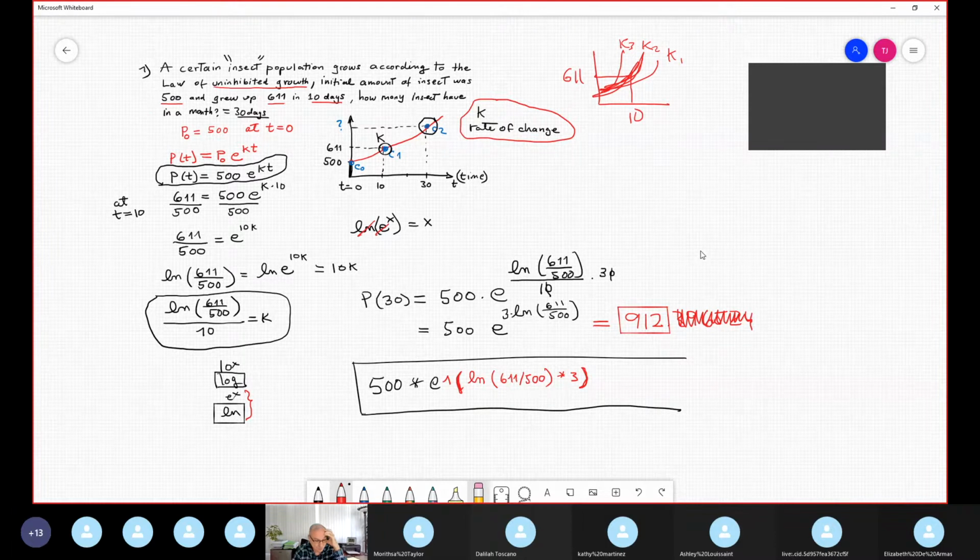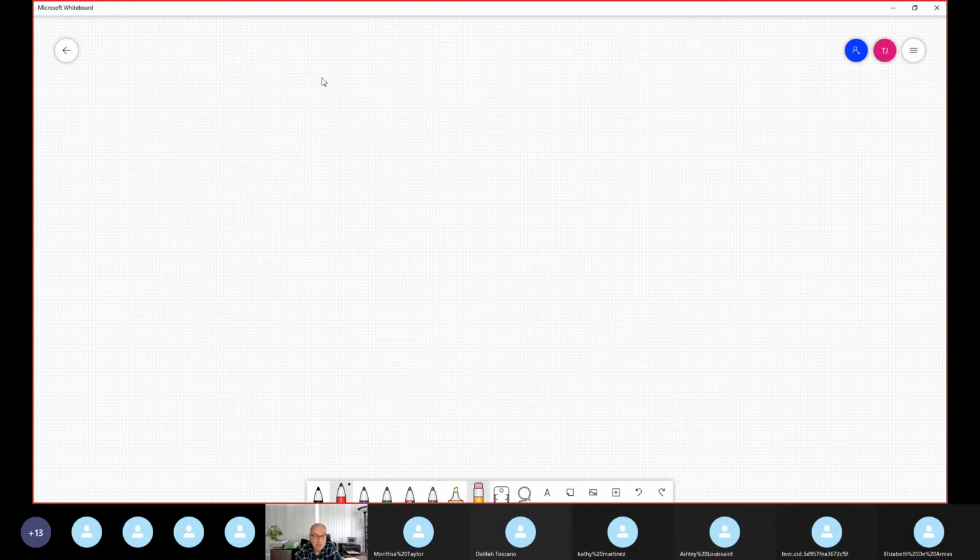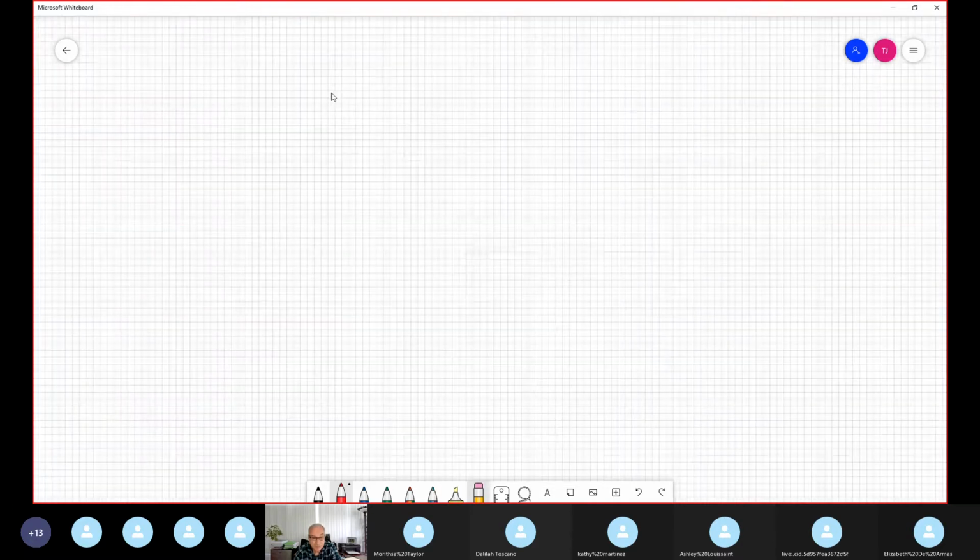Any question? No? Clear or confusing? Okay. This is a typical problem that you can find in ALEKS, no? Let's see another kind of problem, similar, but exponential decay. Remember, exponential decay is different.